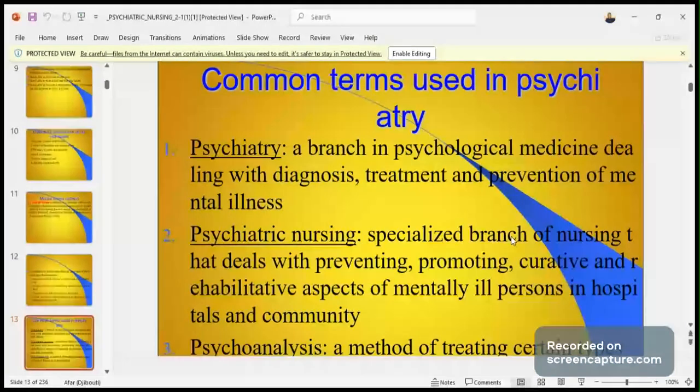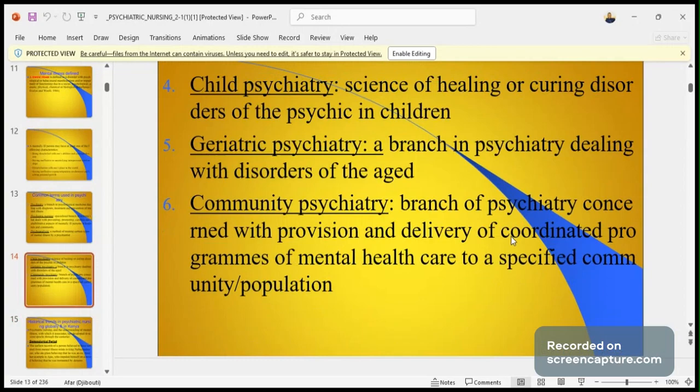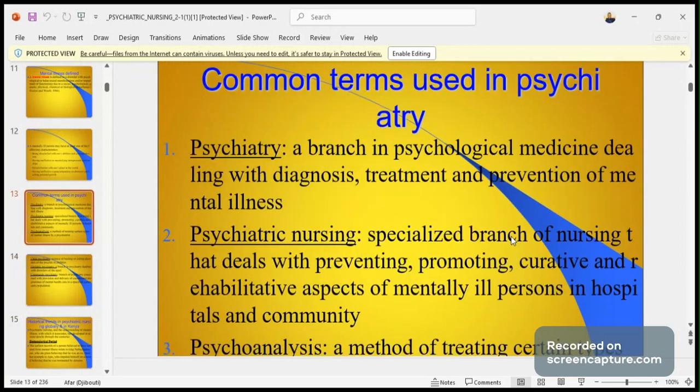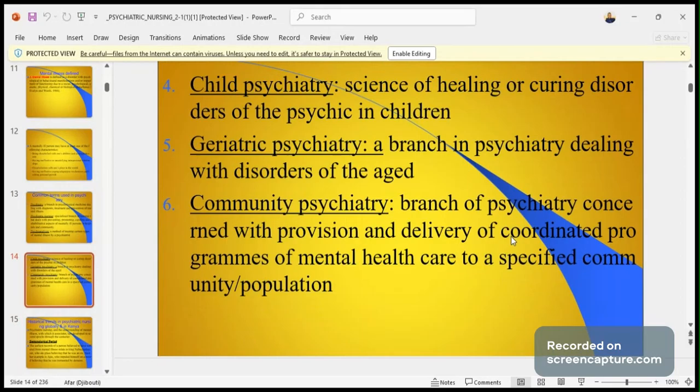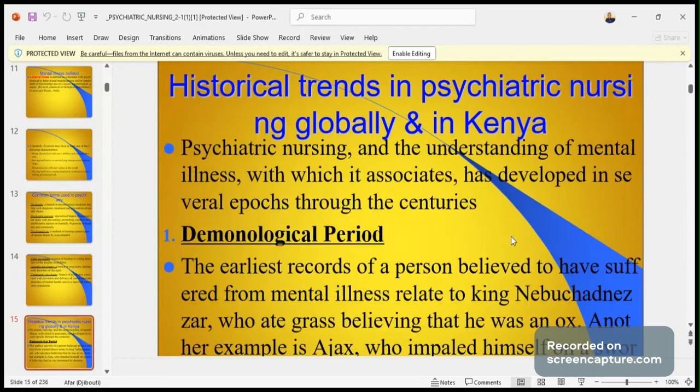Then you have psychoanalysis, a method of treating certain types of psychological conditions. Then you have child psychiatry, the science of treating psychic disorders in children. Geriatric psychiatry, a branch of psychiatry dealing with disorders of the aged. Community psychiatry, a branch of psychiatry concerned with the provision and delivery of coordinated programs of mental health care to a specified community and population.